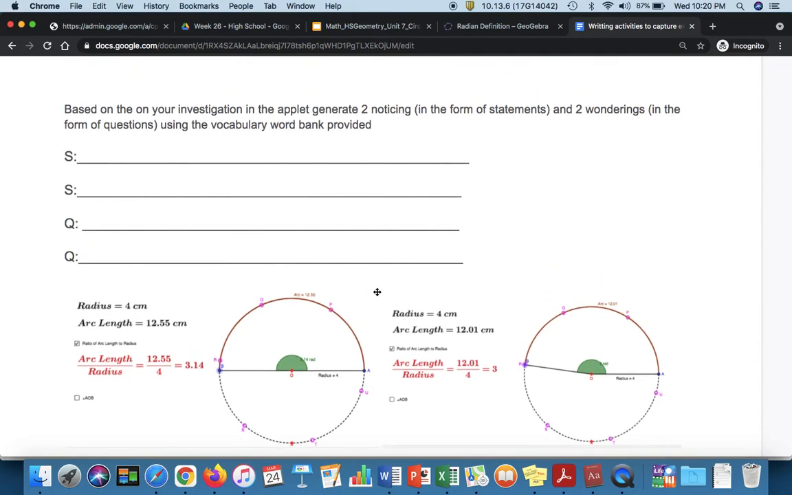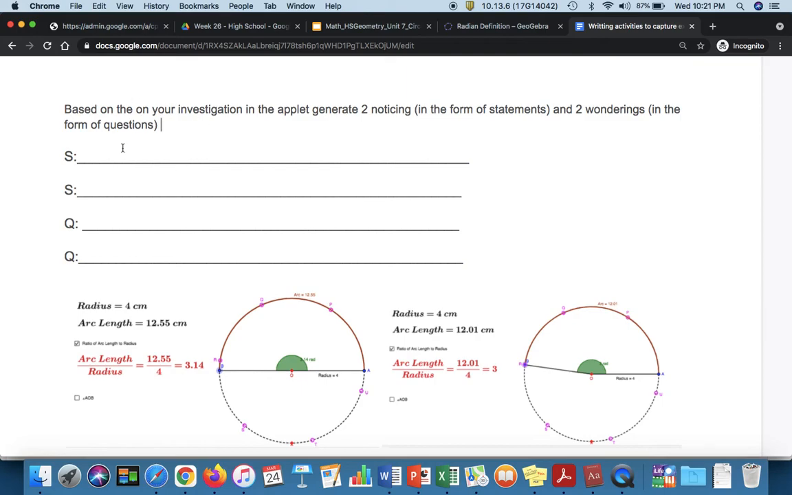So in this variation of the noticing and wondering activity, you're really limiting students to 2 noticings and 2 wonderings, and based on their investigation in the applet, they would generate these 2 noticings in the form of statements and then 2 wonderings in the form of questions. You may use a vocabulary word bank with words like radius, arc length, radians. That closes it off to students. If you want to have it more open, I would remove the use of the vocabulary word bank. And I know I'm going to remove it and have it be more open in this case.